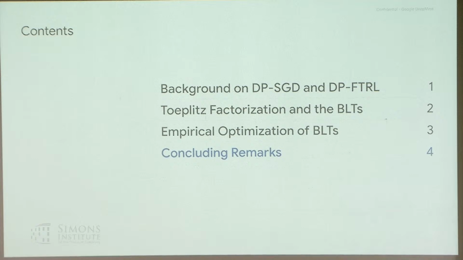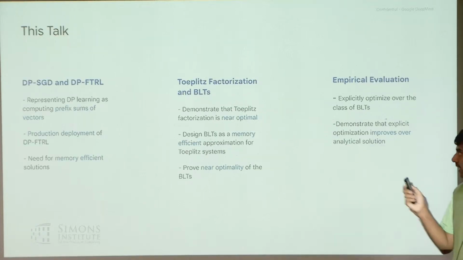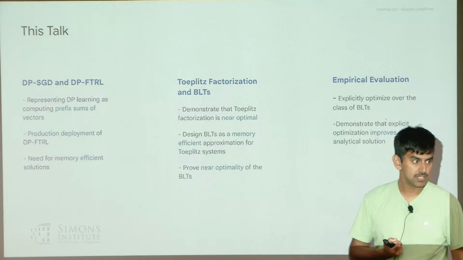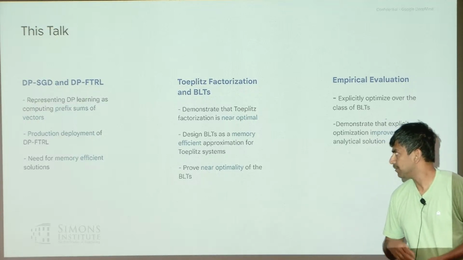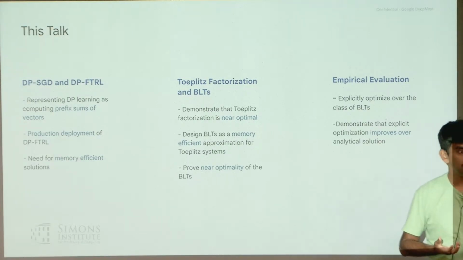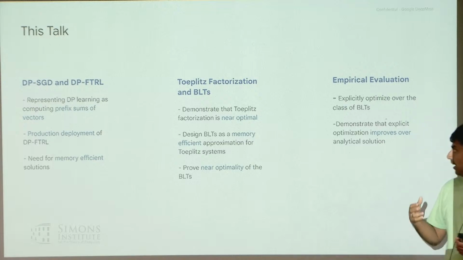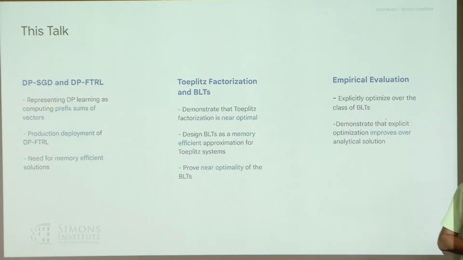Good. So going to conclusion, what did I tell you? I told you about two algorithms, DP-AGD and DP-FTRL. These are the algorithms which are used in practice, and there are production deployments for both of them. We needed a memory efficient solution. Then I told you about the Toeplitz factorization and the BLTs, and BLTs were a memory efficient way of approximating Toeplitz systems. And then I showed some empirical evaluation.